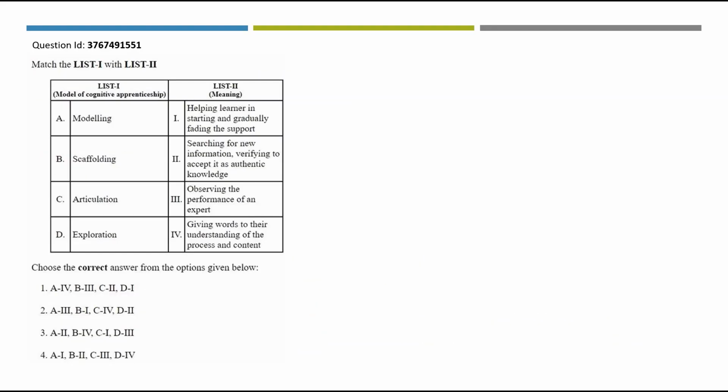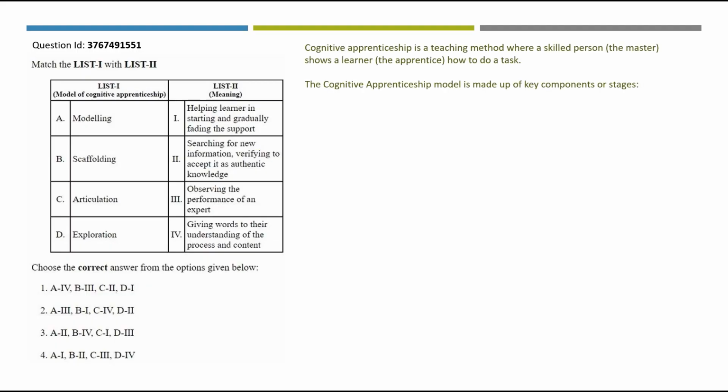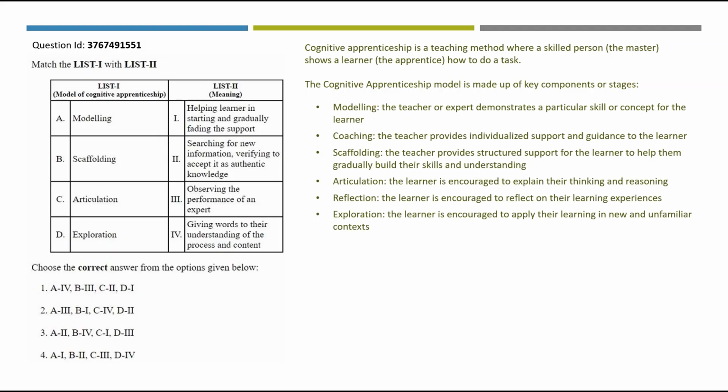Next question. Match list 1 with list 2. List 1 has the models of cognitive apprenticeship and list 2 has their meanings. What is cognitive apprenticeship? It's a teaching method where a skilled person shows a learner how to do a task. The cognitive apprenticeship model is made up of key components or stages. Those models or stages are what they have listed in list 1. Now we will see a word about everything.